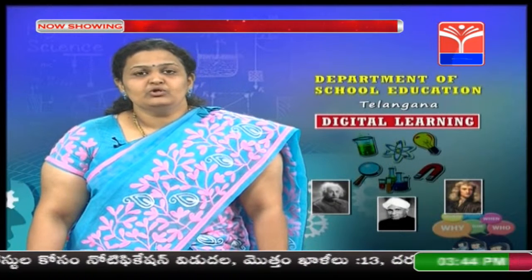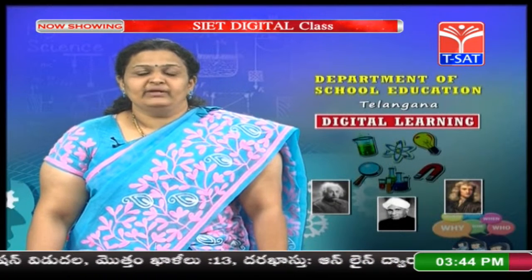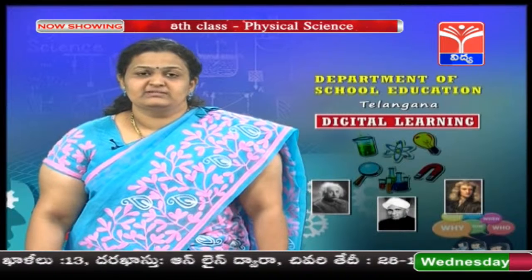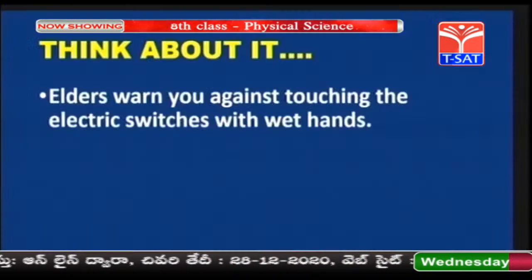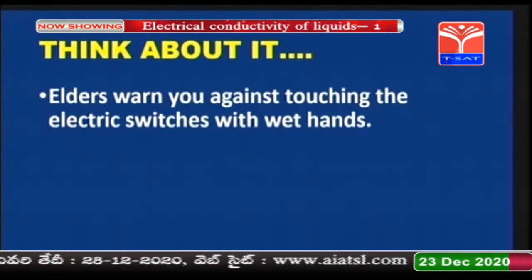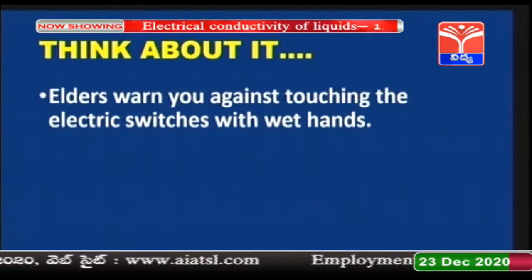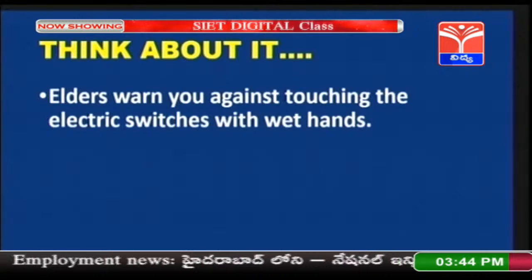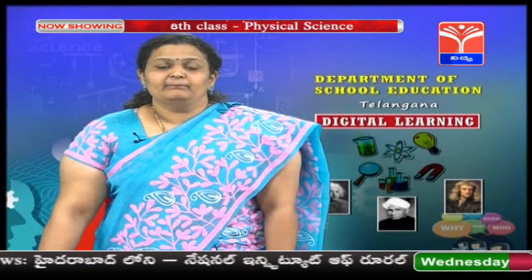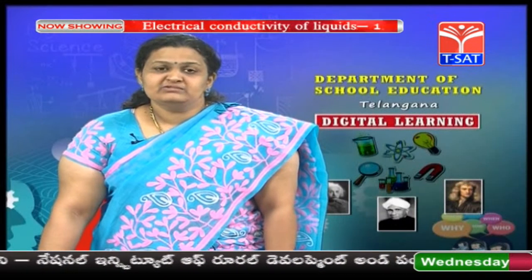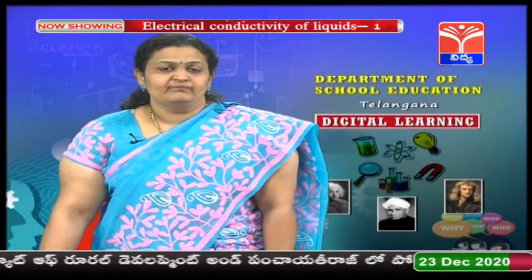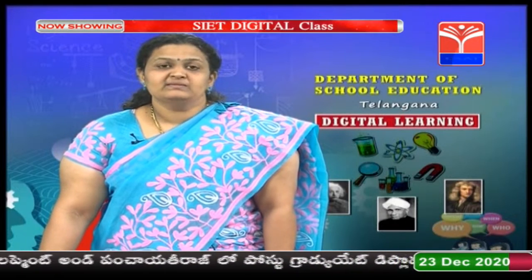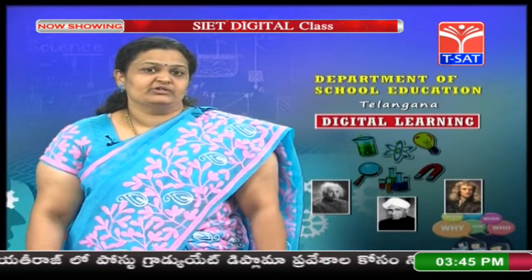Look at some more questions. I want you to think about the situations here. Elders at home warn you against touching the electric switches with wet hands. Yes or no, children? Our parents at home, elders at home, when by accident or by mistake you are trying to touch the electrical switch with wet hands, they warn you against it, children.